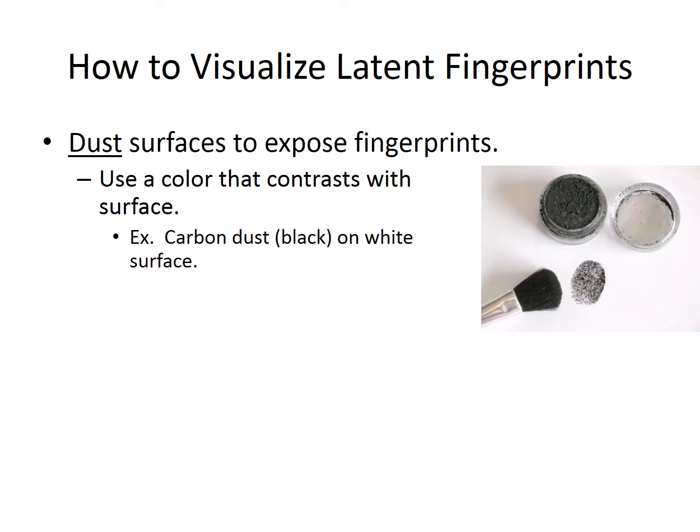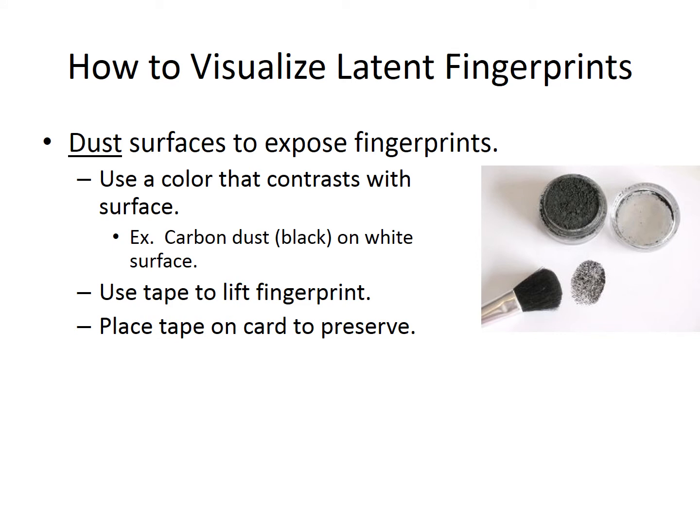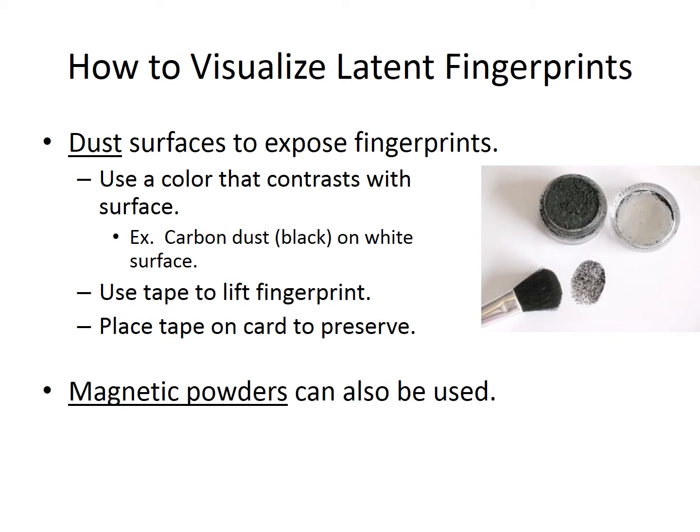Once we do that, when we find a fingerprint, basically what happens is the dust gets trapped in those oily secretions. Then we can use tape to lift that fingerprint off, and the tape's going to preserve that fingerprint fairly well. Then we place that on a card to preserve it. We can also use magnetic powders. We can also use fluorescent powders, based on what the situation calls for.